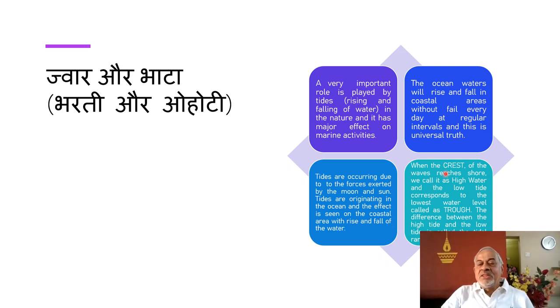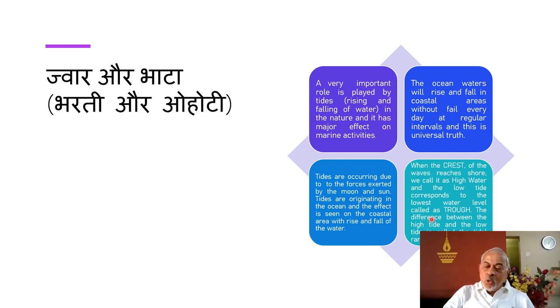Okay, when the crest of the waves reaches the shore, then we say it is high water. And the low tide corresponds to the lowest water level, which is called the trough. That is how these tides are forming, and they are forming every day without fail.